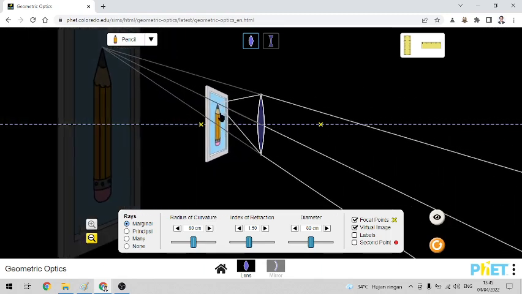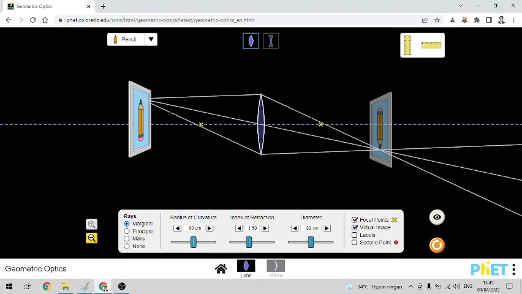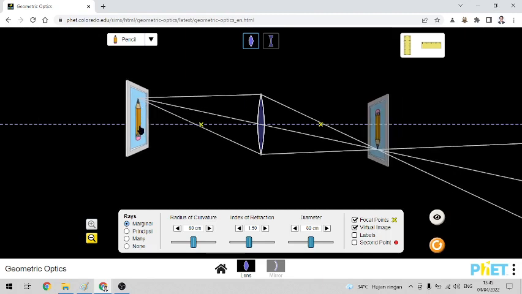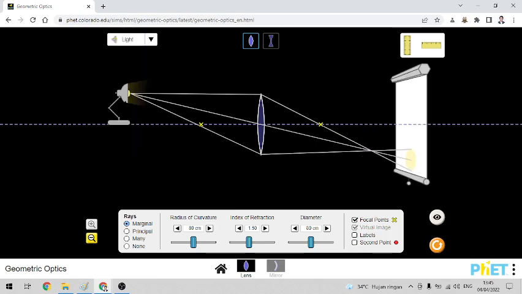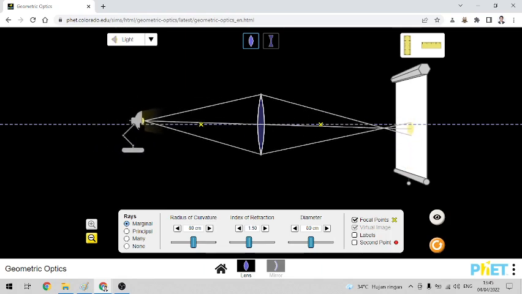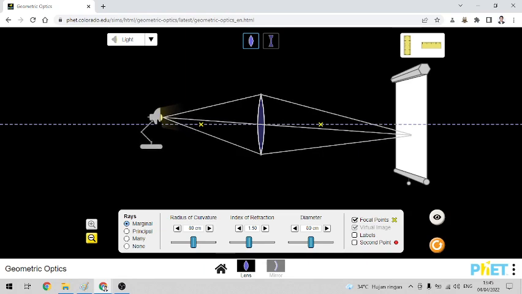So we use convex lens for a microscope, for a telescope, and also for a projector, because this convex lens can produce a real image. This is a real image. Light from the source will be focused onto a screen, and then you can see the picture or the text on the screen. So the projector also uses convex lens.